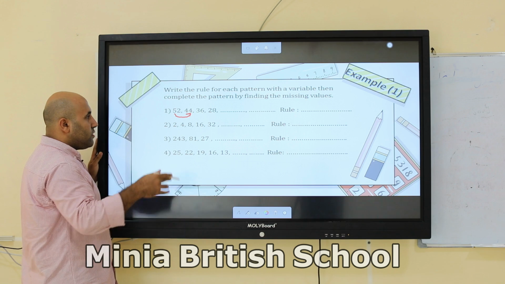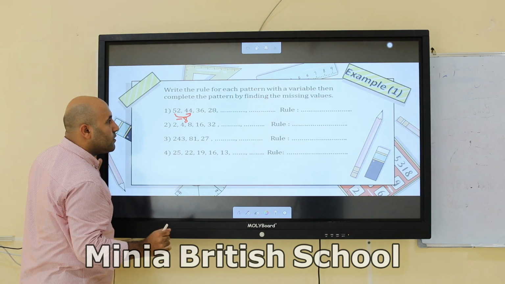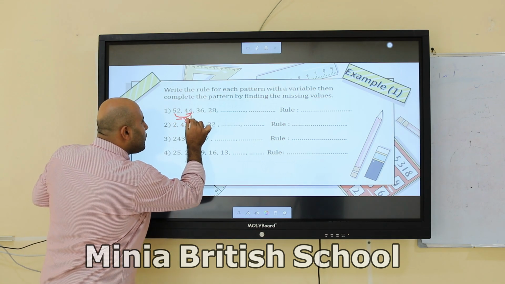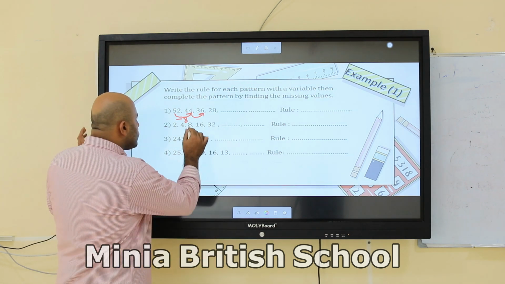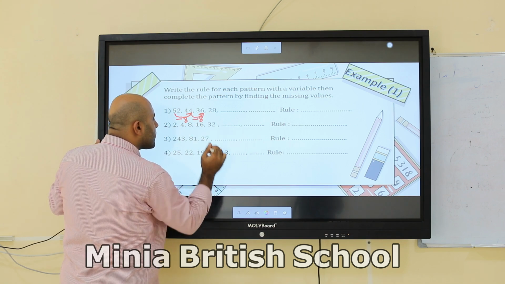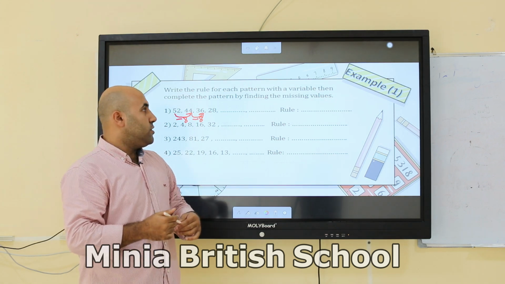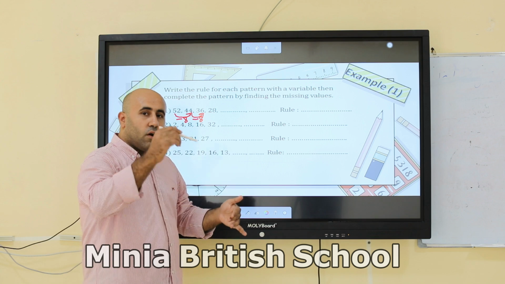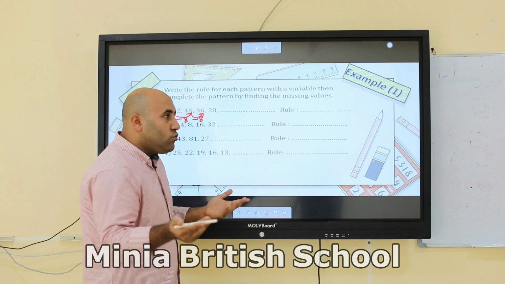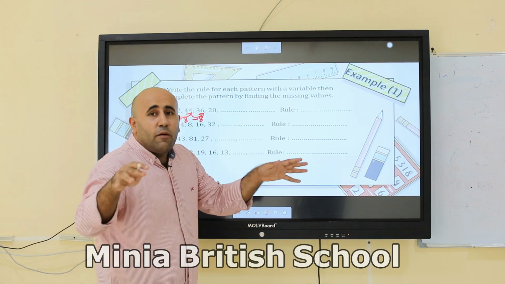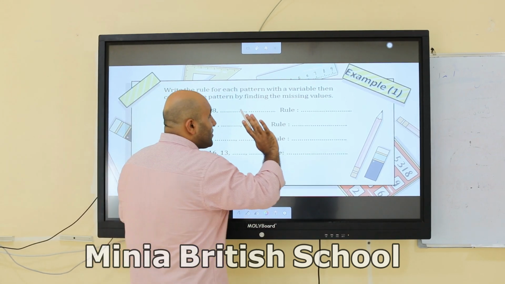So that means I subtracted by 8. Let's try the second: 44 minus 36. You see, it's also subtracted by 8. So that means that each and every number is subtracted by 8. So my rule is that any number inside this pattern will be subtracted by 8.